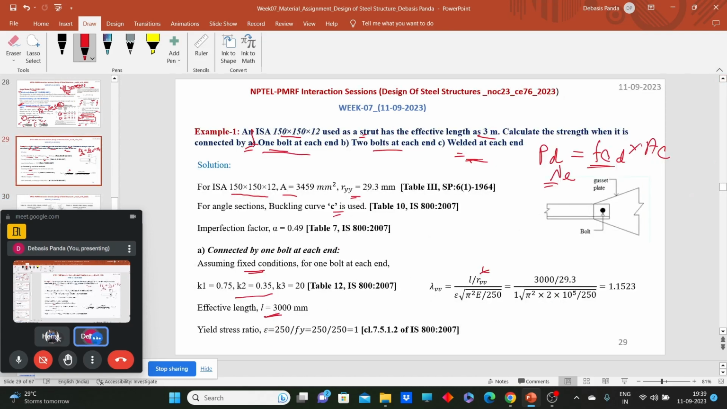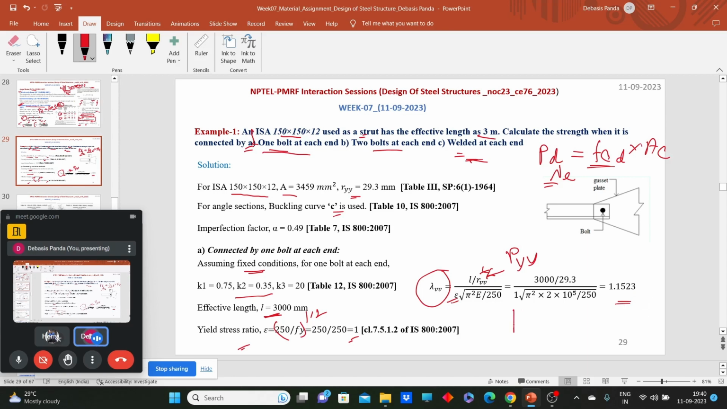What is the effective length here? The effective length will be 3 meter because the effective length is given. And what is the yield strength ratio? 250 by Fy, and if you take the root, the square root of 1 will be 1. Now you can calculate the lambda VV value. Lambda VV will be L by RVV. RVV is the radius of gyration about the minimum or minor principal axis, which is nothing but RYY here. Epsilon here is the yield strength ratio. If you put all these values here, it comes as 1.15.